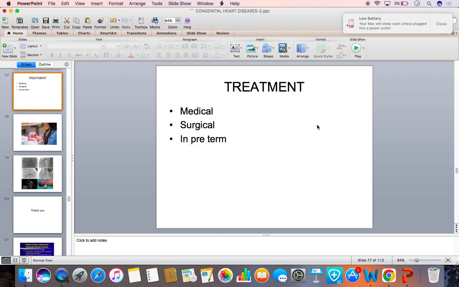Closure is usually done by transcatheter insertion of coils in small PDA and thoracotomy with ligation of the large PDA surgically. And surgical mortality with open heart surgery is nowadays less than 1%. And in most of the centers, early closure is being undertaken by transcatheter insertion of the coils.